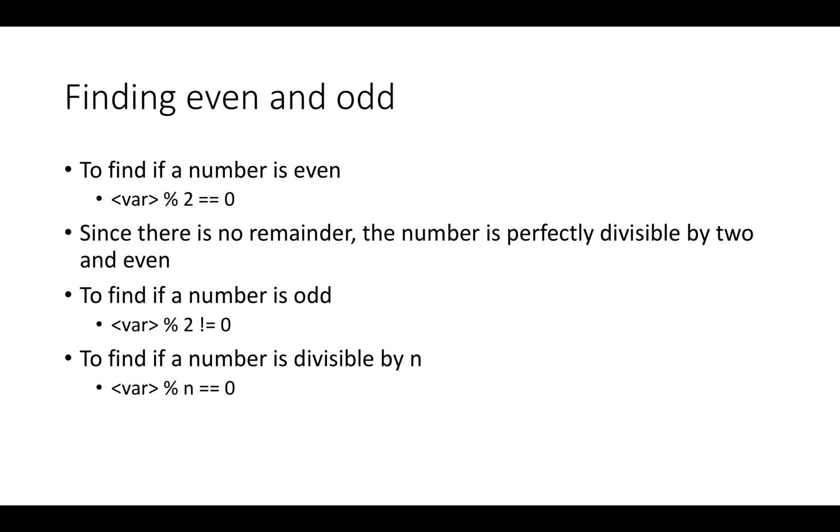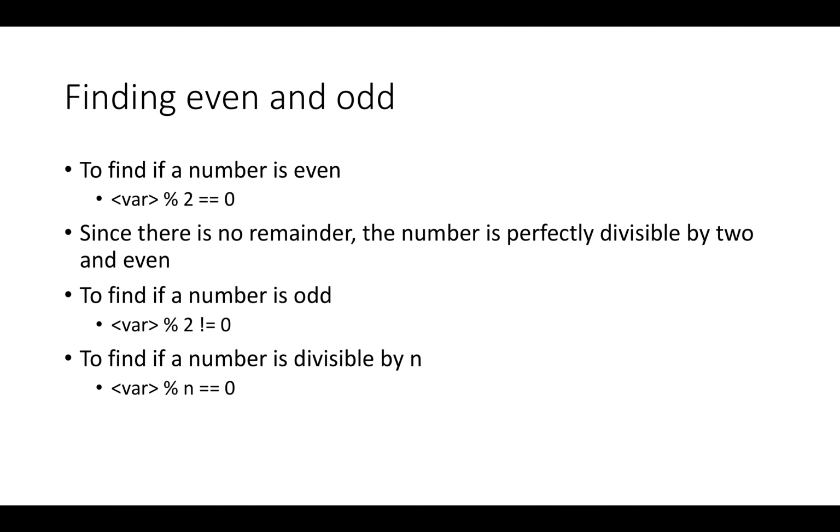So the main thing that we would use this modulus operator for is finding even and odd. To find if a number is even, we would say variable name or number, mod 2, and then if it's equal to 0, then the variable is even. Because if we can divide a number by 2 with no remainder, that means that it's even. Again, perfectly divisible by 2. So if a number is odd, we would say variable mod 2 not equal to 0. So if there is a remainder, so if we can't perfectly divide it by 2, then it's odd.